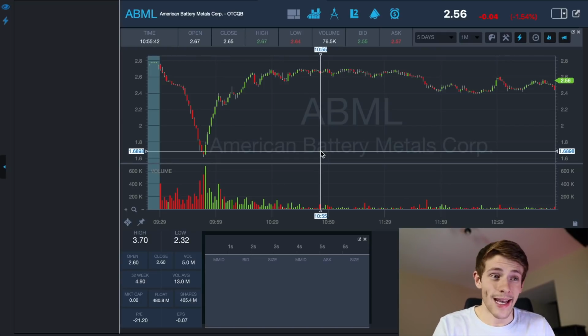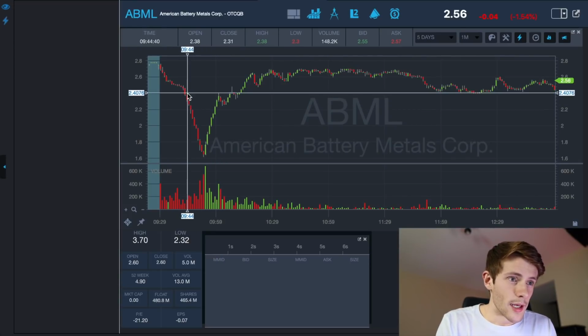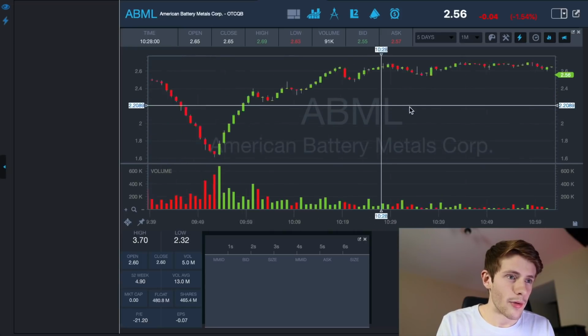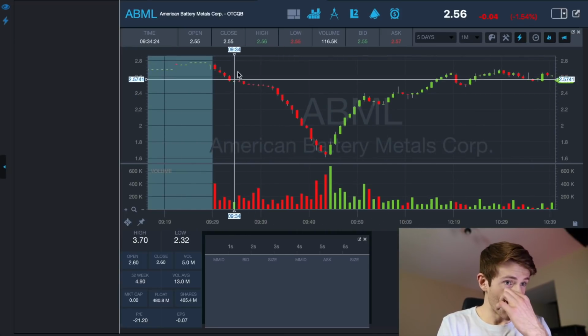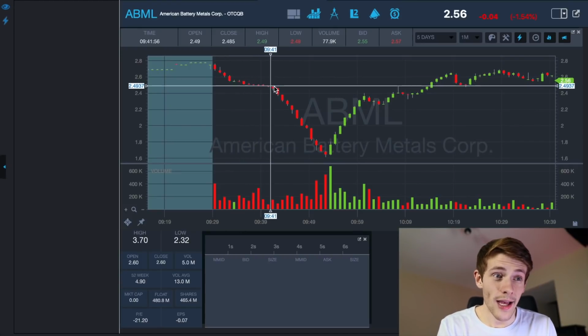Slow executions also make it really difficult. Say you see this first green candle right here and you're like, oh man, this thing is gonna go up. I see this little green candle, I think it's gonna go up, I buy here. And then it doesn't go up and you wanna sell, you might sell and you might not get filled until down here if you sold here.